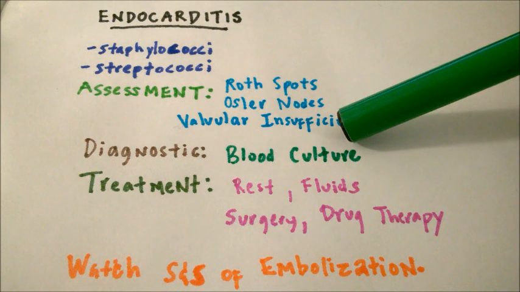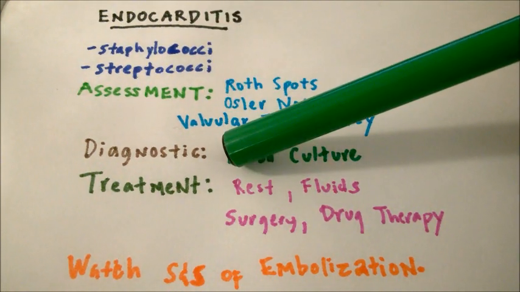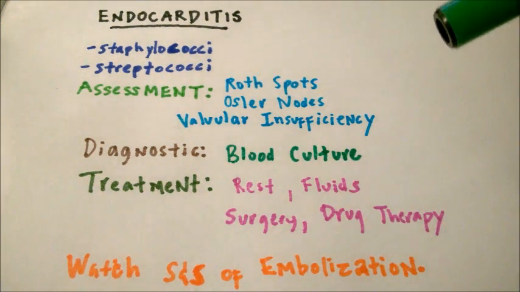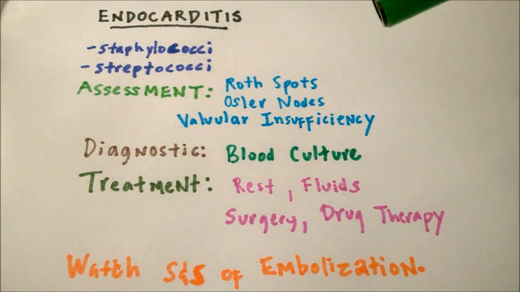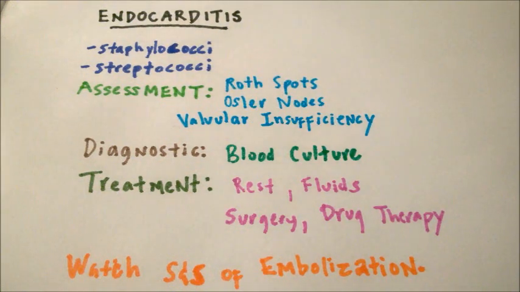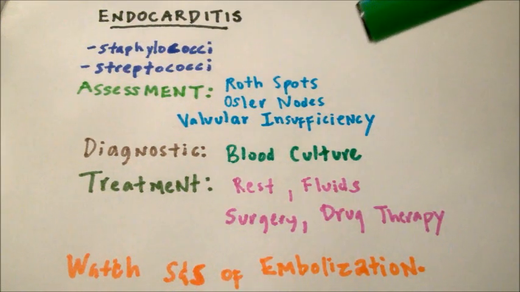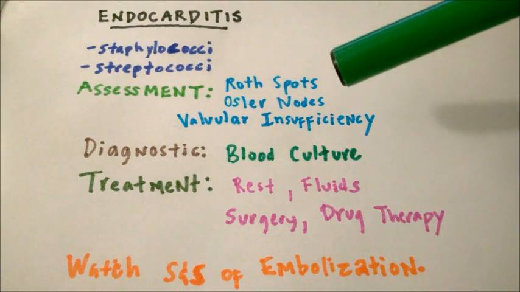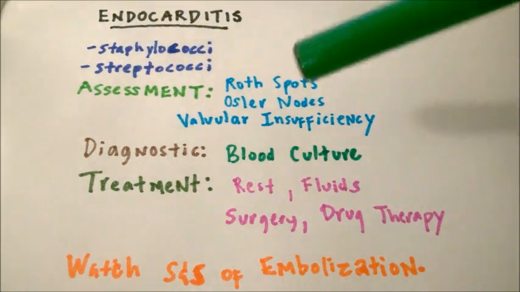Now, diagnostics. How do we evaluate the diagnosis for the patient? Usually, echocardiography can reveal valvular damage, and the EKG can also show some arrhythmias, right? But the main diagnostic would be blood cultures. Three blood cultures are taken at 1 hour intervals in order to enable us to identify the actual causative organism that is causing the patient's endocarditis.